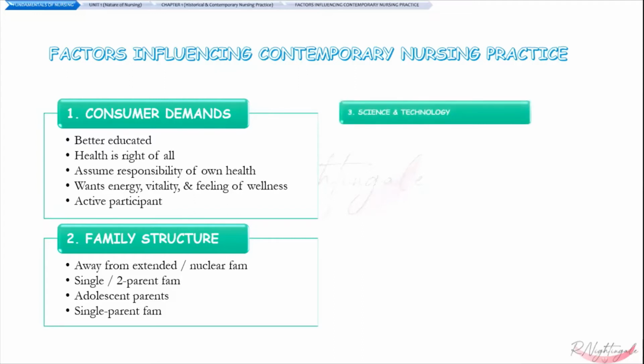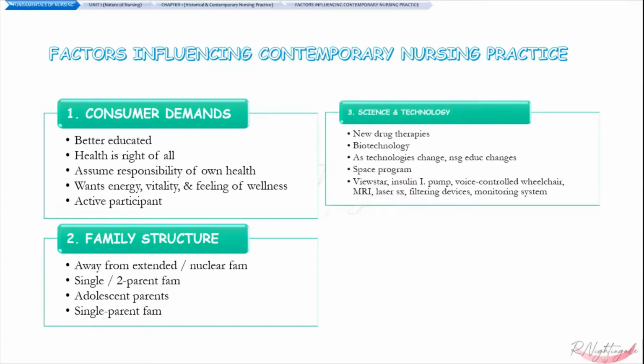The third factor is science and technology. Advances in science and technology affect nursing practice. For example, people with AIDS, or acquired immunodeficiency syndrome, are receiving new drug therapies to prolong life and delay the onset of AIDS-associated diseases.